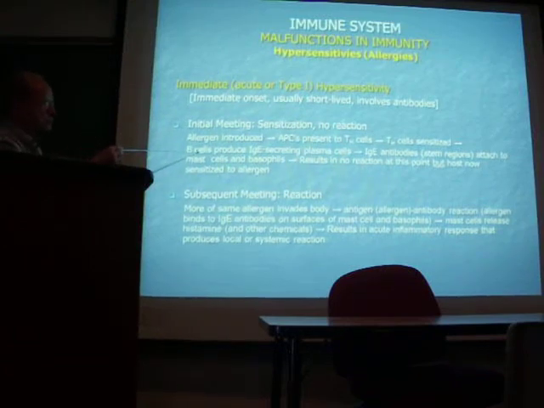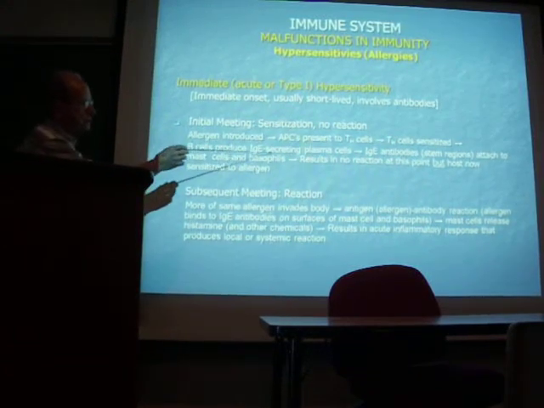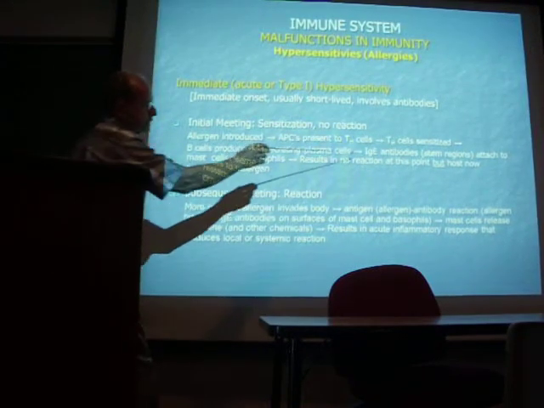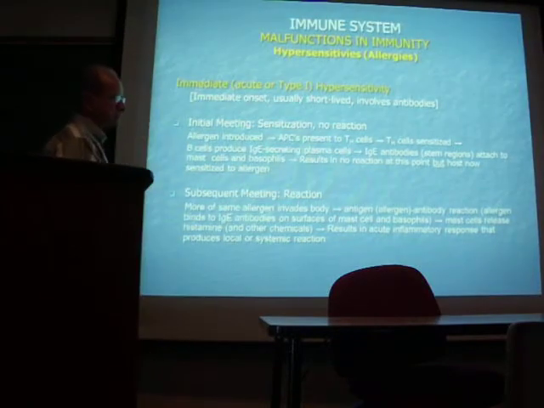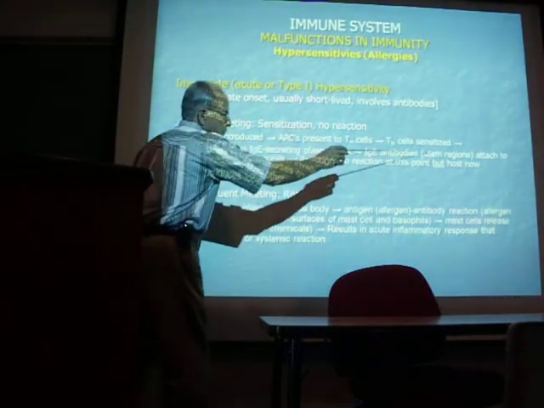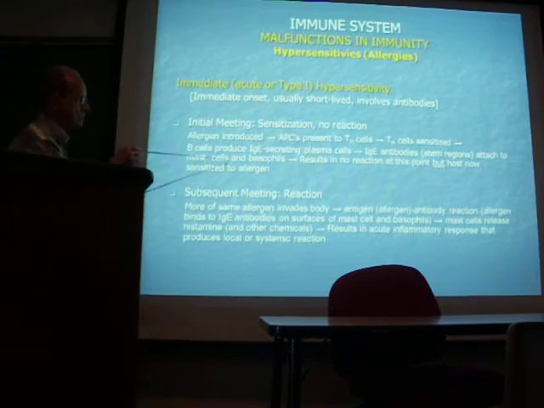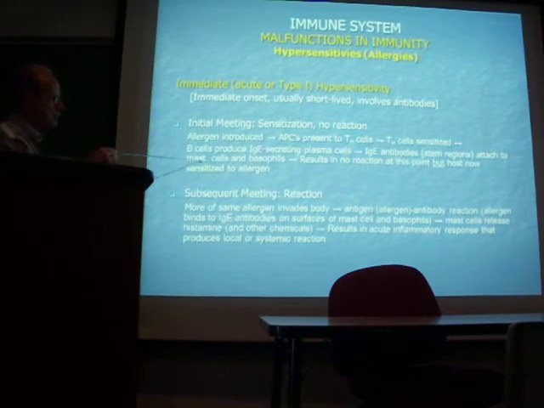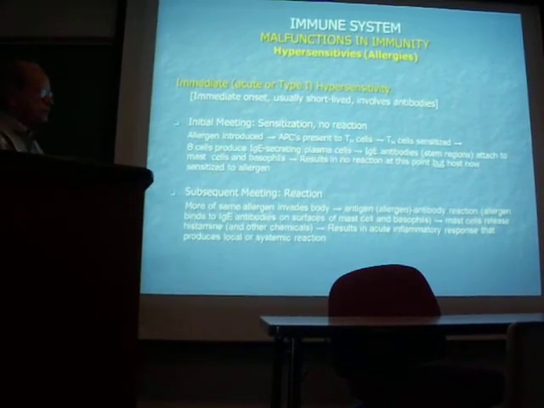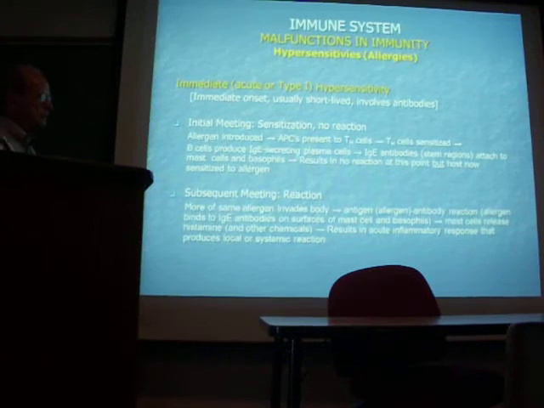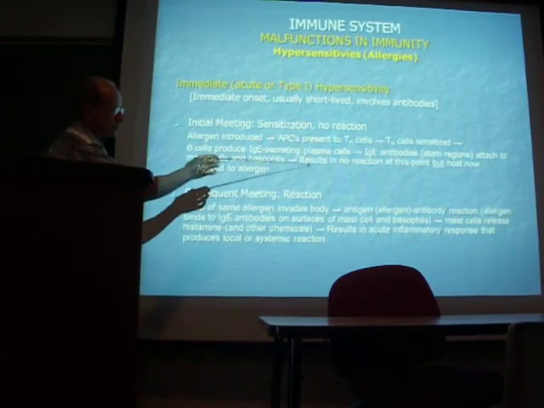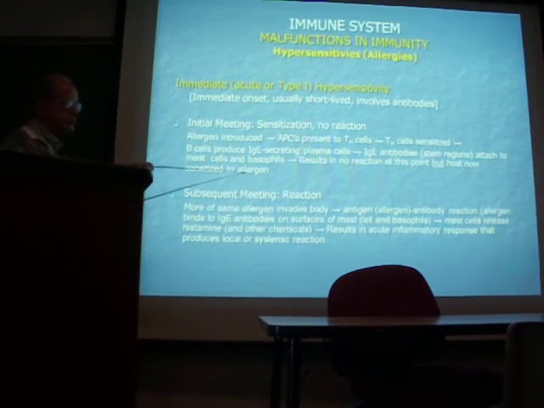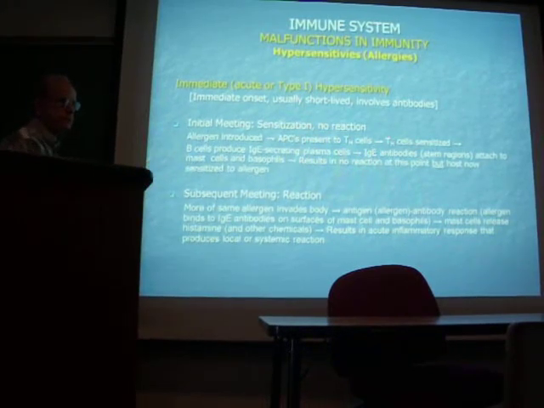Now, the B cells then produce IgE secreting plasma cells, which produce IgE antibodies. On the stem regions, they attach to these kinds of cells, basophils and mast cells. That's where it stops with the initial meeting. We're sensitized, but we got no reaction. The host is sensitized to this particular allergen, this particular foreign antigen.